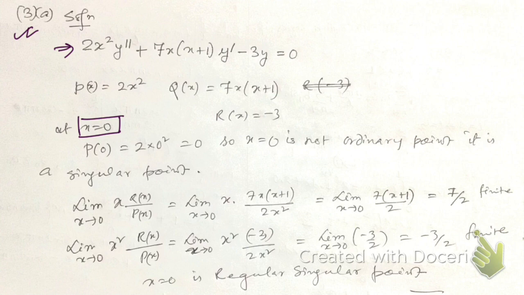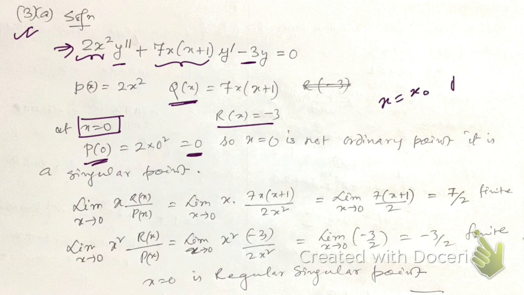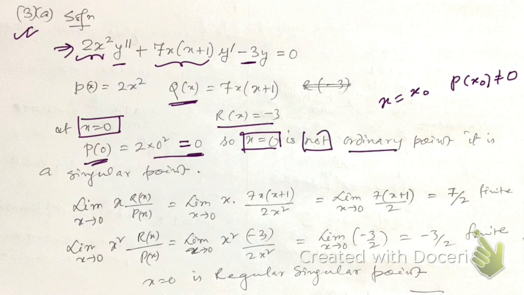Here you see this is the coefficient of y double dash, which is regarded as p of x, the coefficient of y dash is taken as q of x, and this part, the coefficient of y, is taken as r of x. So here p of 0 is 0. The definition of an ordinary point is that x equal to x naught is said to be an ordinary point of a given equation if p of x naught is not equal to 0. But here we are getting it equal to 0, so x equal to 0 is not an ordinary point, so it must be a singular point.